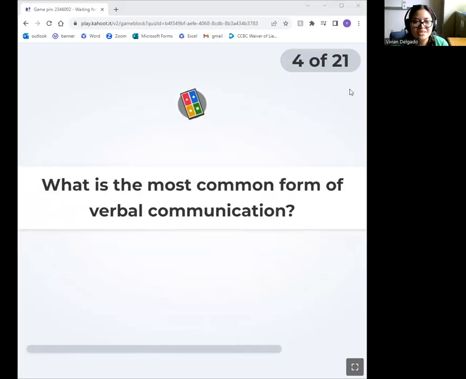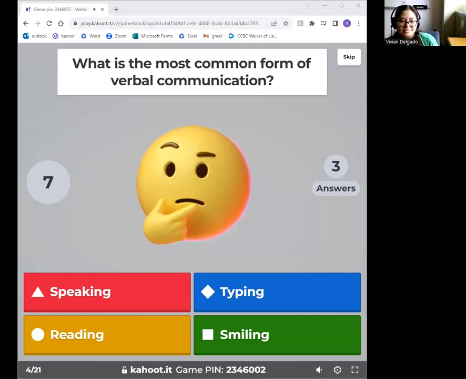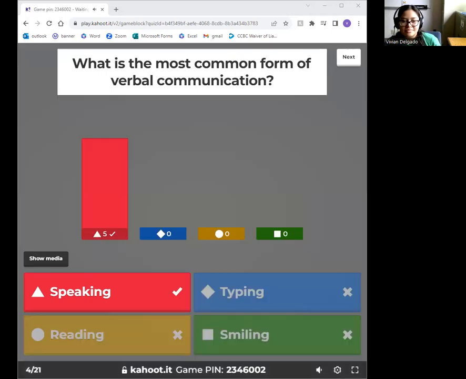So the first question, what is the most common form of verbal communication? What do you guys think? Yes. So all five of you got it right. The most common form of verbal communication is speaking. We do this in our everyday lives, and it's important because it allows us to share our thoughts and ideas in just a very convenient form.